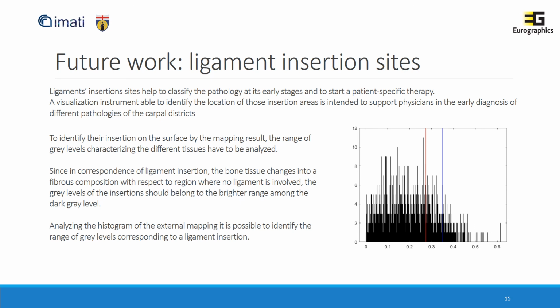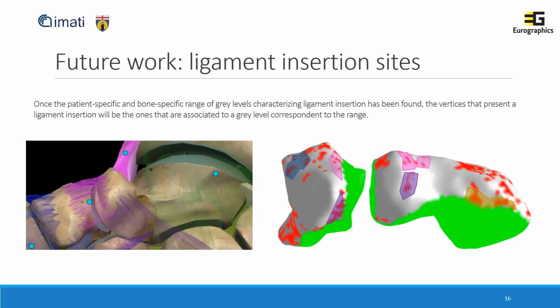Analyzing the histogram of the external mapping, we tried in this preliminary work to identify the range of grey levels corresponding to the ligament insertion with specific threshold for each patient. Once this range is computed, the vertices that present a ligament insertion will be the ones that are associated to a grey level corresponding to the range. Preliminary results look promising, as you can see in the comparison of a 3D atlas with the potential ligament insertion identified by the red region in our 3D model.